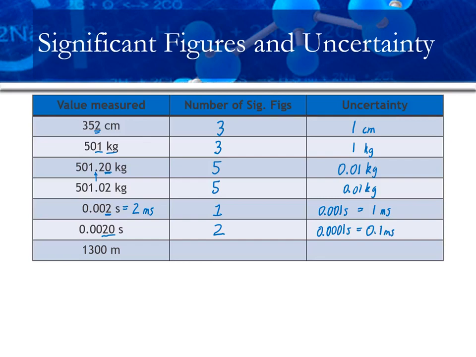Finally, in the last example, trailing zeros that are not behind a decimal point are actually ambiguous. It's unclear whether the person who wrote this down meant to convey that we know this number to plus or minus 1 meter, or do we only know it to plus or minus 100 meters? It's just not clear. This we call an ambiguous case.